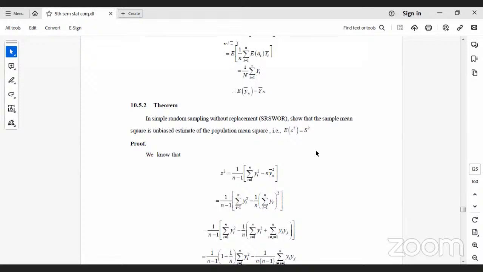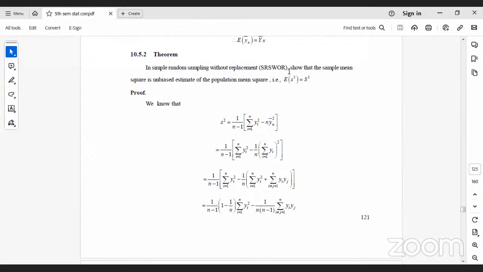Here, in simple random sampling without replacement, the sample mean square is an unbiased estimate of the population mean square: E(s²) = S². So see here, s² is equal to 1 by n minus 1 times the summation of i equal to 1 to n of yi² minus n ȳ². So E(s²) is equal to 1 by n minus 1, taken outside, summation of i equal to 1 to n of yi².